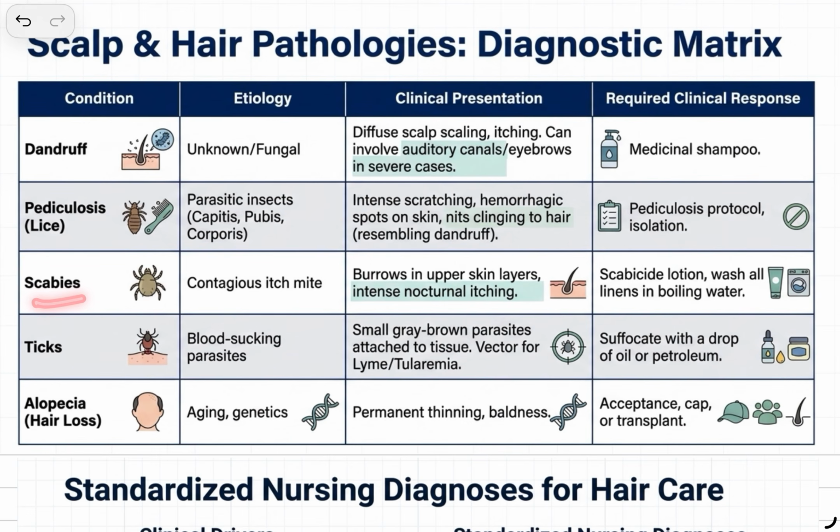Next one is scabies. It's an itch mite, as I said, it will make burrows in the upper skin layer, and cause intense nocturnal itching. Nocturnal means night itching.